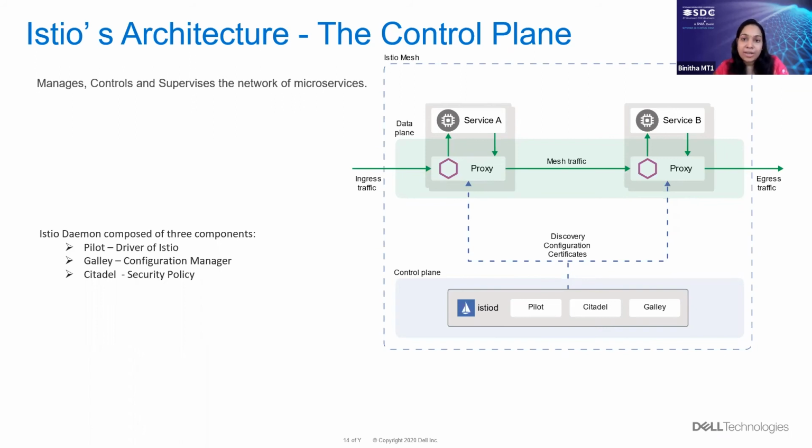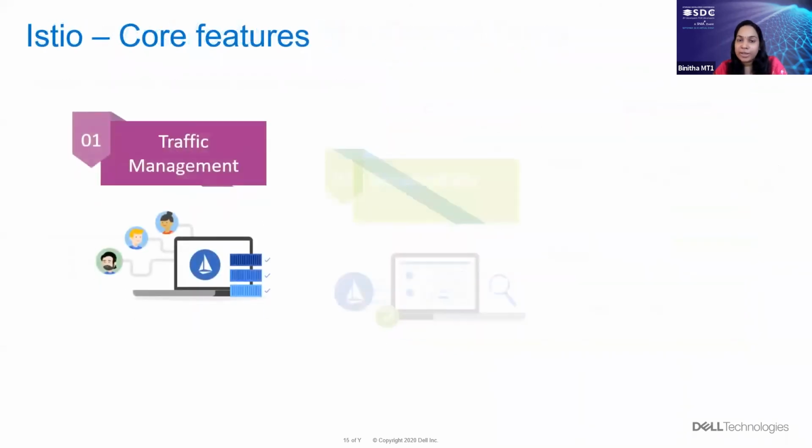Now, last but not least, it's Citadel. As I said before, Citadel handles all the security aspects. It provides strong service-to-service and end-user authentication using mutual TLS, built-in identity, and credential management. So that's pretty much about the architecture of Istio.